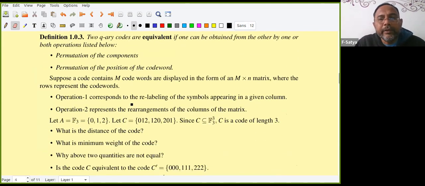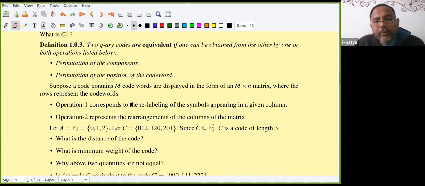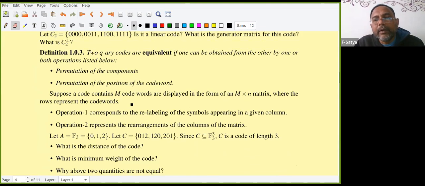Now I am coming to today's new concept. Two codes are equivalent if one can be obtained from the other by one or both of these operations listed below. One of them is permutation of the components. I will explain this. And the other is permutation of the positions of the code words.